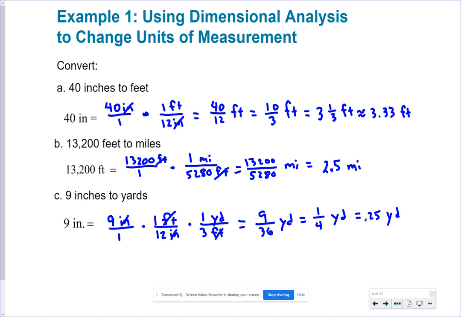Make sure you read the directions in Math Excel to see whether they want decimals or whether they want fractions. Usually they'll tell you, I think. Okay? All right, let's go on.